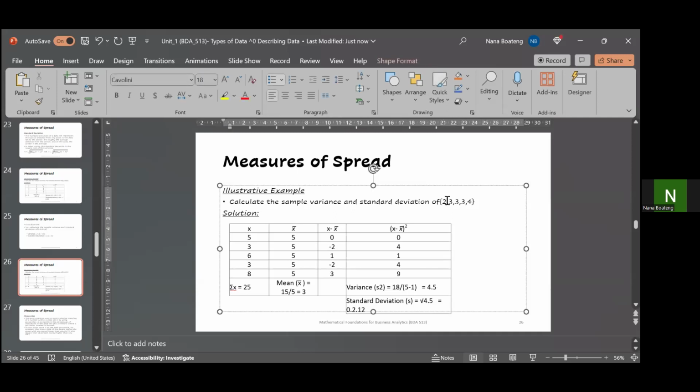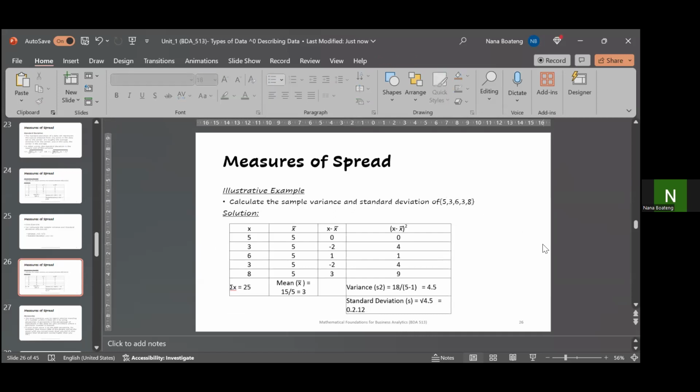So this is 5, 3, 6, and then 8. Please, are we all clear on this one? Any questions on what we've just done? So we've looked at the variance as well as the standard deviation. Any question on what we've just done?